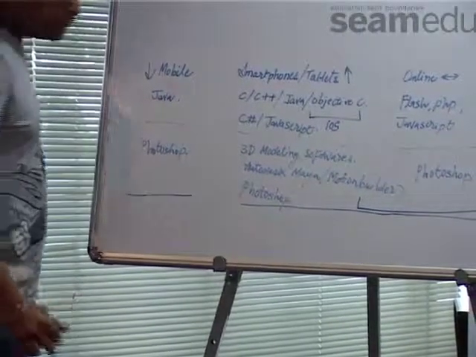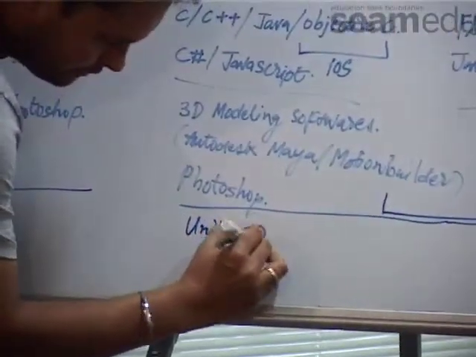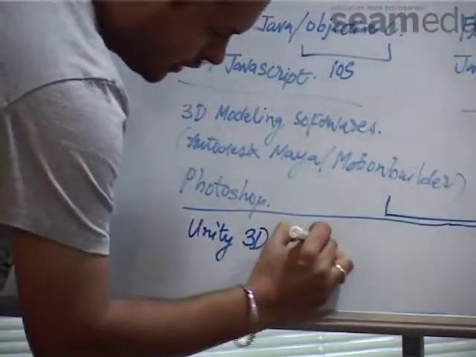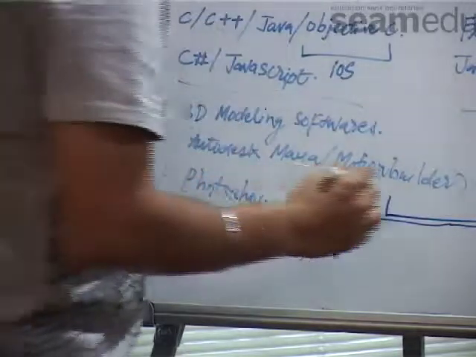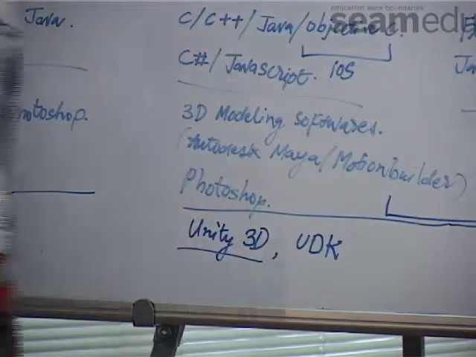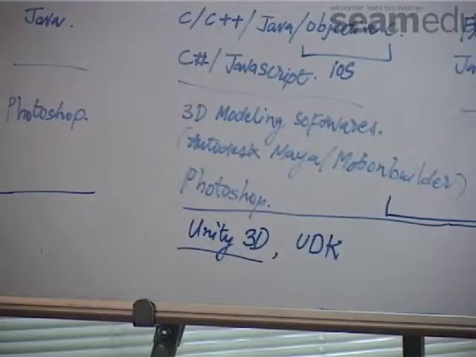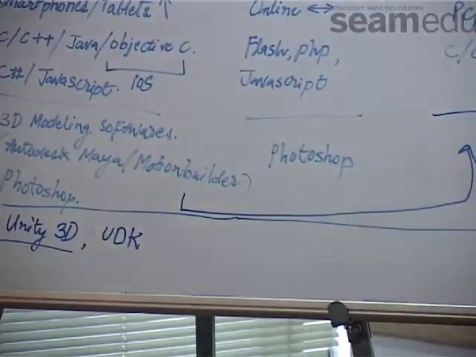Right? So a lot of engines are available. You must have heard of Unity 3D, and there is something called UDK. Right? Online also. So Unity 3D is an engine which allows you to create games also for the web, online games. Unity 3D also allows you to create games for PC, for example. They are slowly moving towards console, but they haven't reached there as yet.